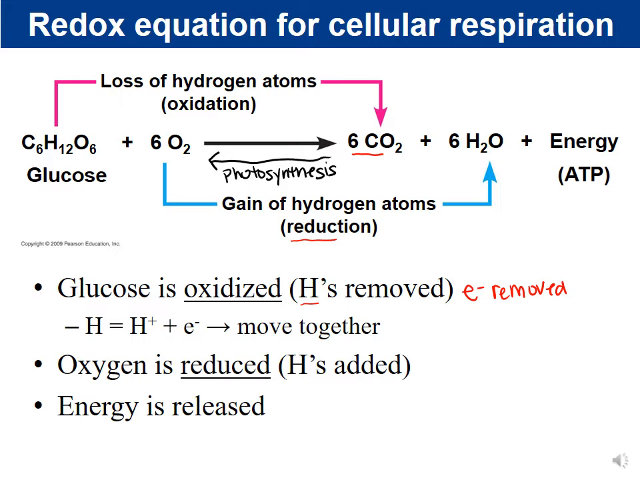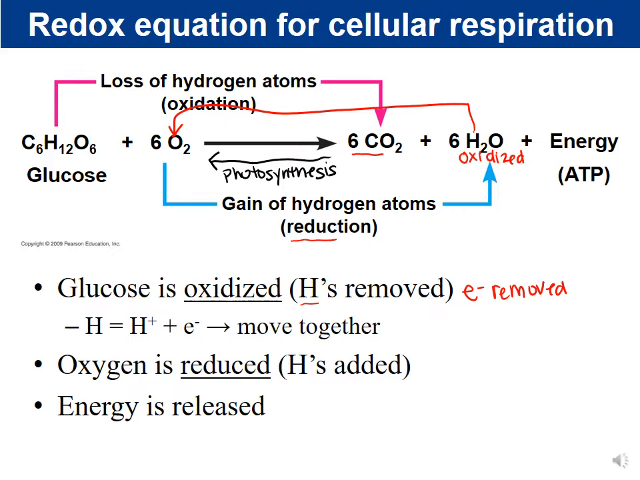If we're talking about oxidized, that's going to be the one that loses the electrons, which means that it also loses hydrogens. So if you're looking at carbon dioxide and you're looking at water, which one has hydrogens? And the answer is the water. So in the reverse, the water would become oxidized.